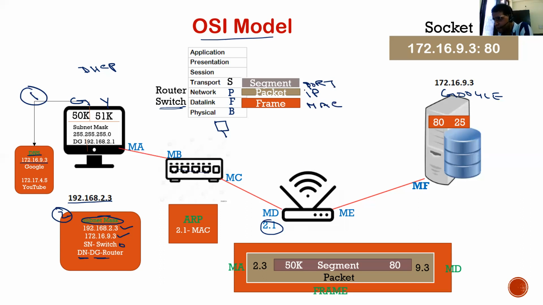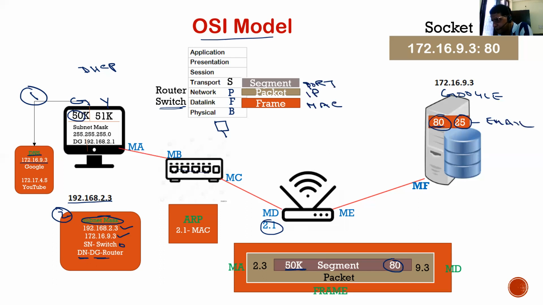So if you see a segment, it is going to add port information. I'm coming from 50K and I want to go to 80, because on Google there might be a lot of services running. There could be port 25, which is for your email, or HTTP, which is for your web server, or HTTPS, 445. I assume I'm running this server on port 80. Now it's going to create a segment which has the port information.